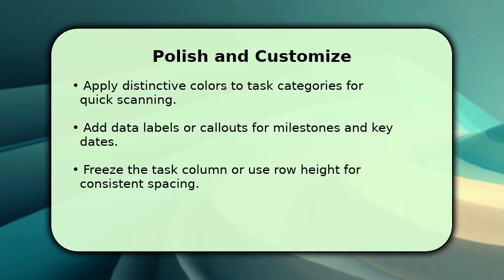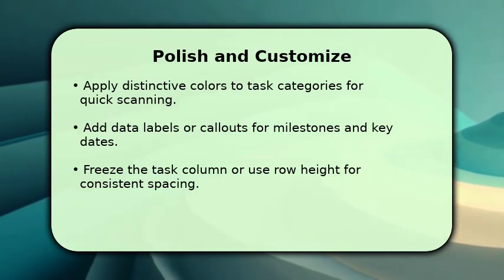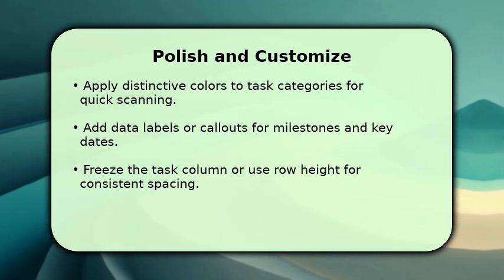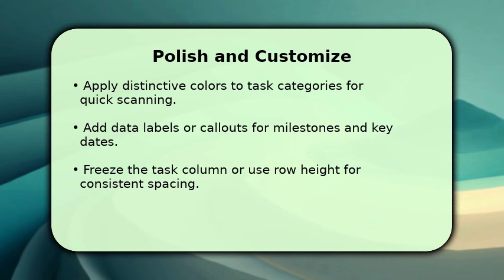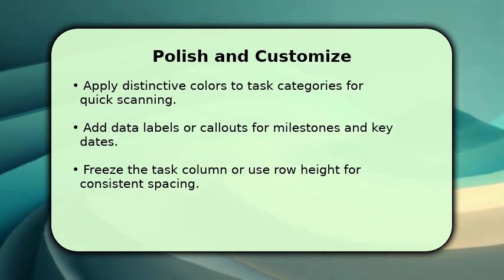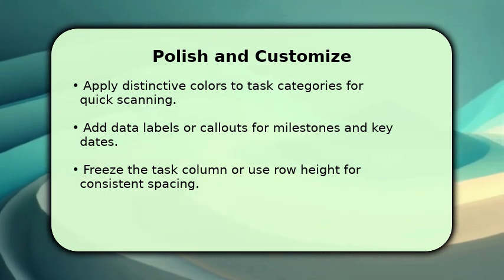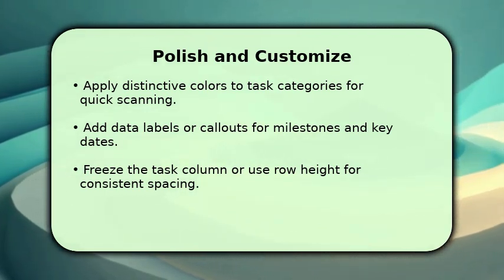Polish your timeline by applying colors, adding data labels, and aligning bars for readability. Use conditional formatting on your table to flag high-priority tasks or milestones before charting. Adjust font sizes, grid lines, and tick marks so the dates remain legible when projected or printed.